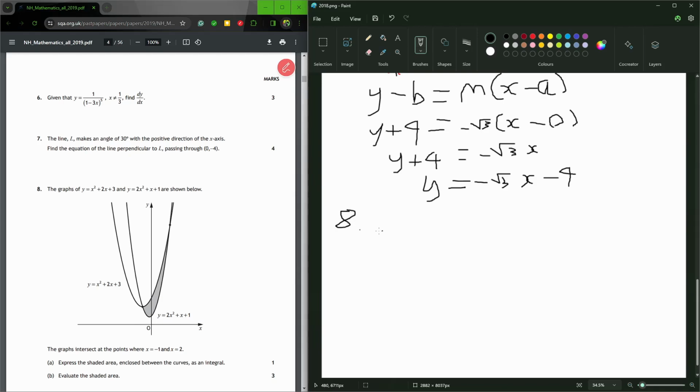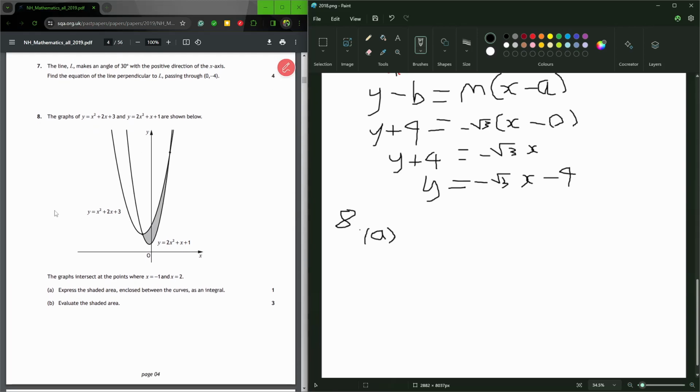Next on, we're moving on to 8A. It's integrals. I love some integrals. So, first one, it's a one marker. Oh my god, that's going to be lovely. Graphs of y equals x squared plus 2x plus 3 and y equals 2x squared plus x plus 1 are shown below.